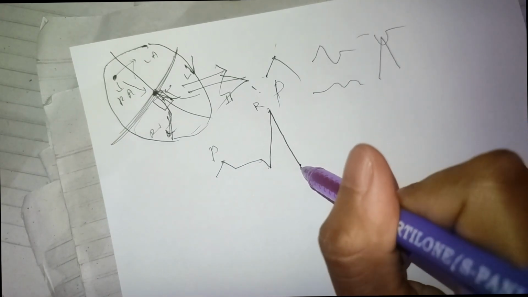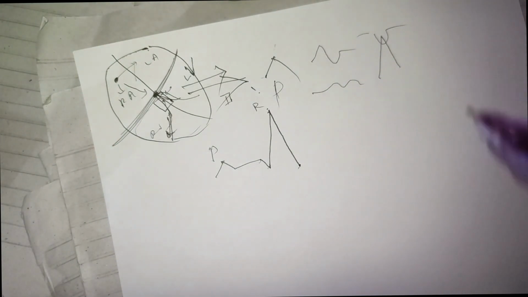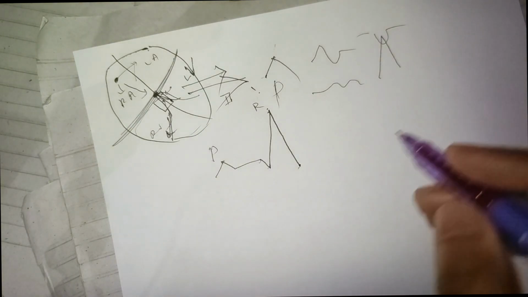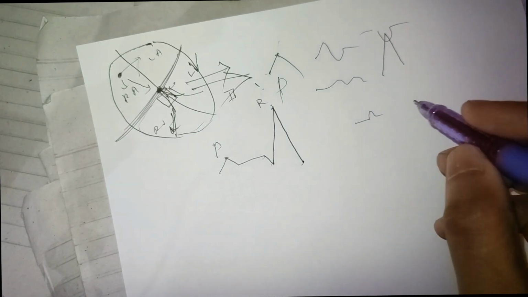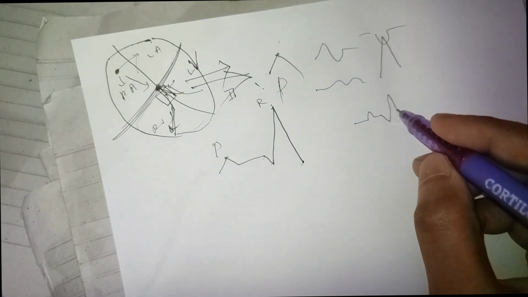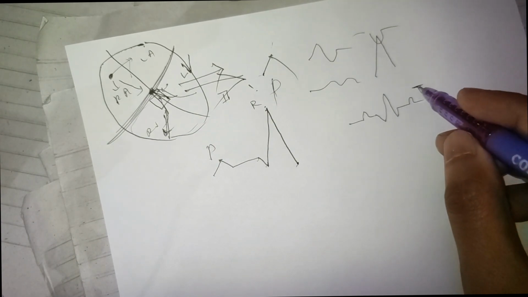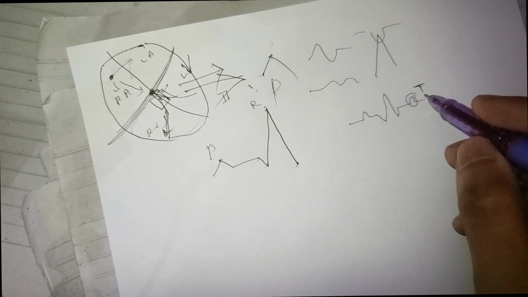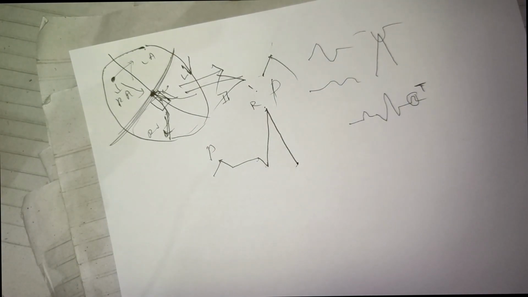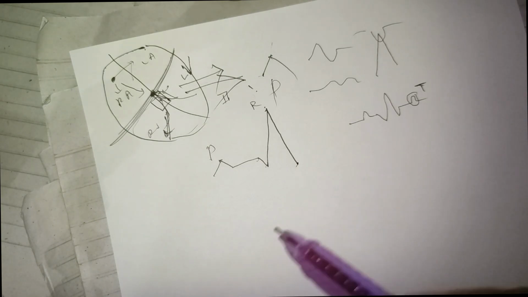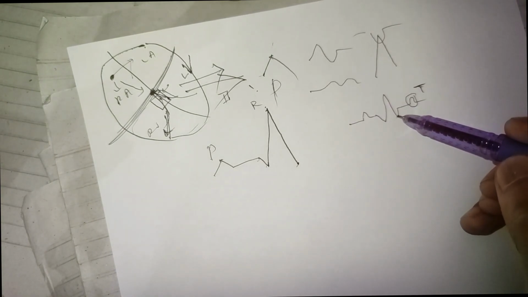Now everything that occurs from this point onwards is ventricular repolarization. Why am I emphasizing this? Because you might have memorized that P wave is atrial depolarization, QRS is ventricular depolarization, and T wave is ventricular repolarization. So this T wave is not the only ventricular repolarization, everything that is occurring from this point on is ventricular repolarization.